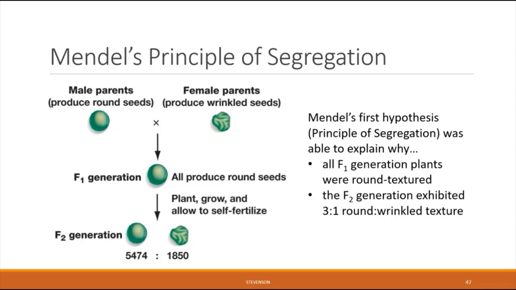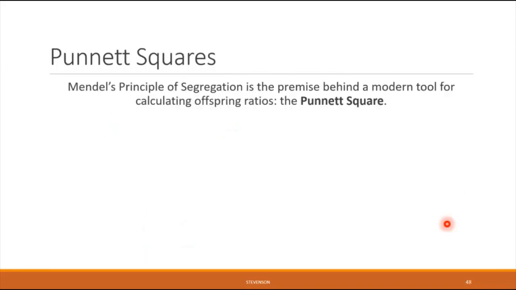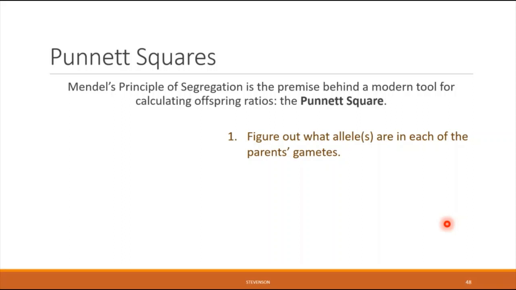This principle of segregation is the basis for the modern tool that we use for calculating and predicting the outcomes of particular genetic crosses, which is a tool called the Punnett square. Let's talk here about how you set up a Punnett square and use it to predict the outcome of a genetic cross. The first step in setting up this sort of tool is to figure out what alleles are in the gametes of each of the parents.